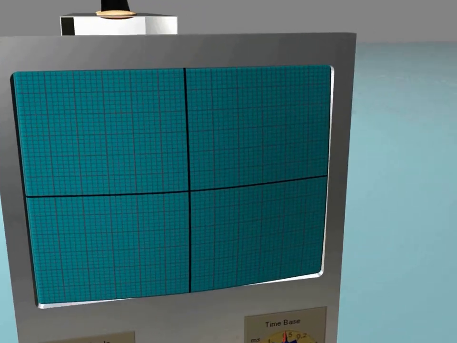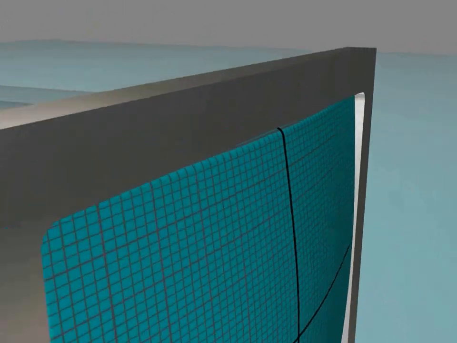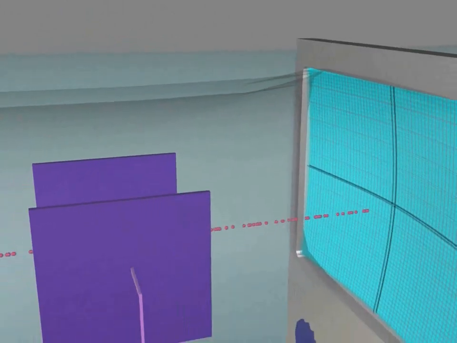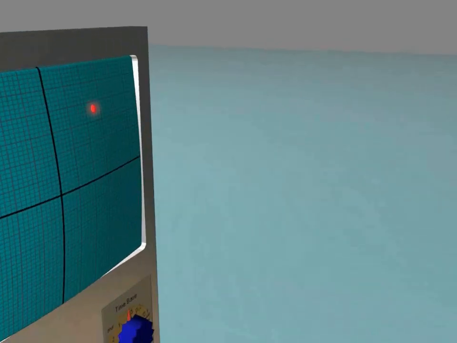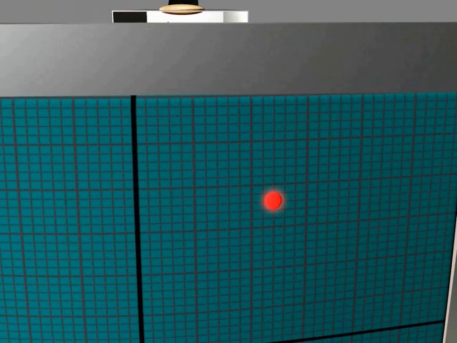The third part of the CRO is the fluorescent screen. The screen is covered from inside with a material that is sensitive to the electrons. When electrons fall on the screen, it gives a bright light in the position where the electrons hit the screen. This appears from the outside as a bright spot.